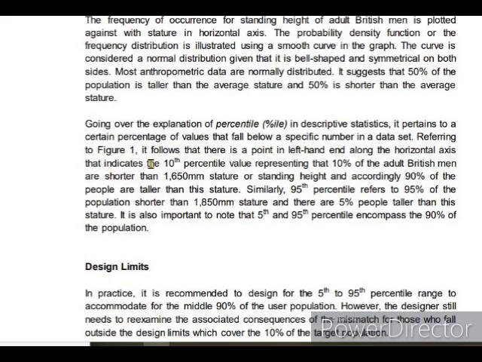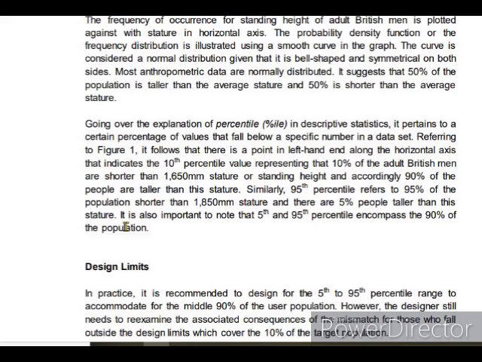Next, going over the explanation of percentile in descriptive statistics, it pertains to a certain percentage of values that fall below a specific number in a data set. Referring to figure 1, there is a point on the left side along the horizontal x-axis that indicates the 10th percentile value, representing that 10% of adult British men are shorter than 1,650 millimeters stature or standing height, and accordingly 90% of the people are taller than this stature.